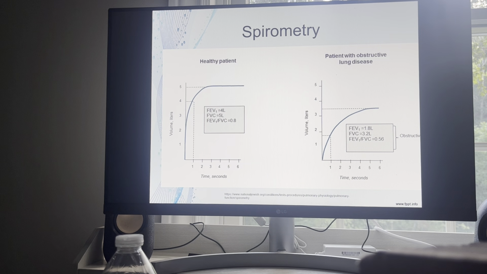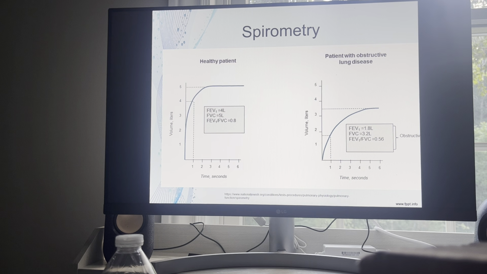Notice the patient with obstructive lung disease. The first second, he's blowing out 1.8 liters, and then he's continuing to blow it out. So there's a ramping effect. He's still blowing. It takes a whole lot more than 1 second to get his air out because there is obstruction and it's getting trapped.